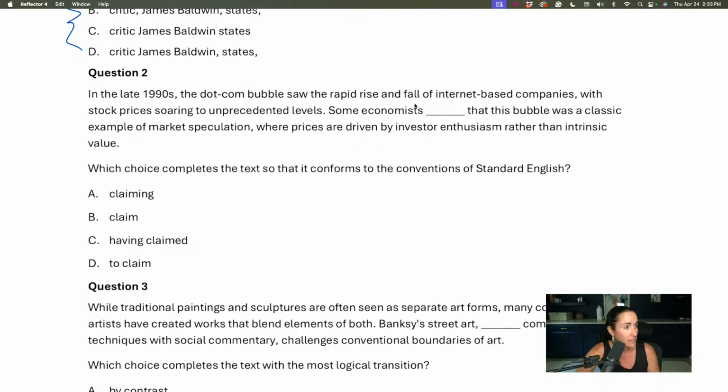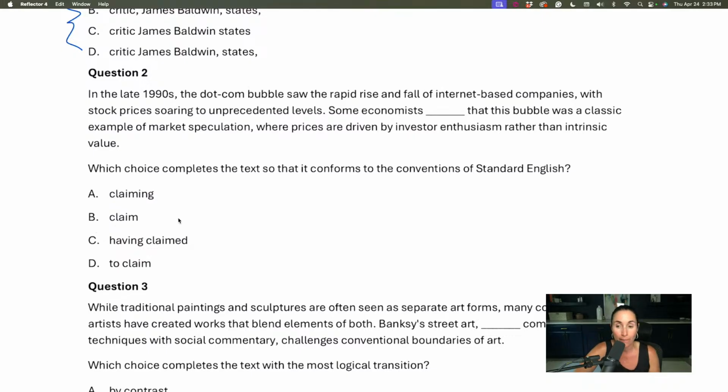Some economists, plural, claim. We don't say economists claiming, some economists claiming that this bubble was a classic example. That doesn't work. Some economists have claimed that this bubble was a classic example of market speculation where prices, that doesn't work either. Some economists to claim, no. Having claimed, to claim, claiming, too much.